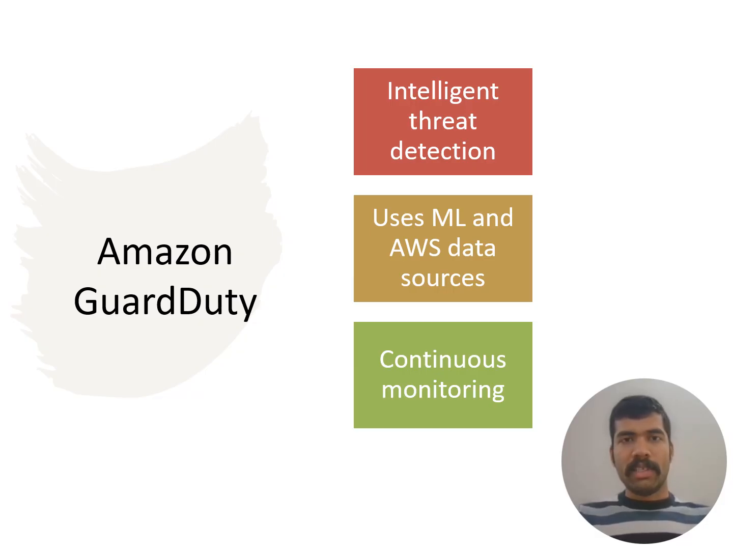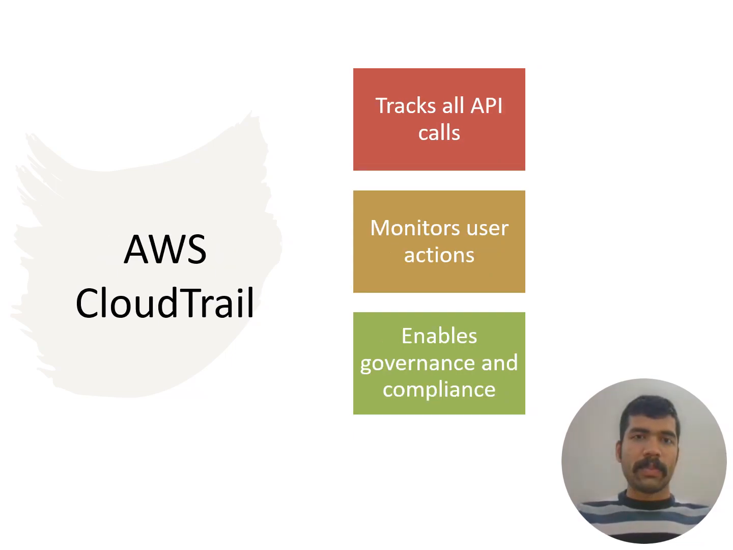So basically, GuardDuty alerts and integrates with AWS Security Hub or even CloudWatch, allowing for rapid incident response without any manual configuration. So that's pretty much about Amazon GuardDuty. Now let's move on to our next slide.